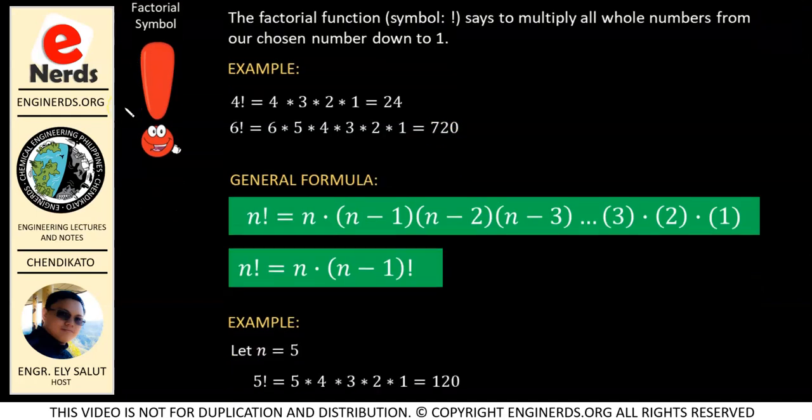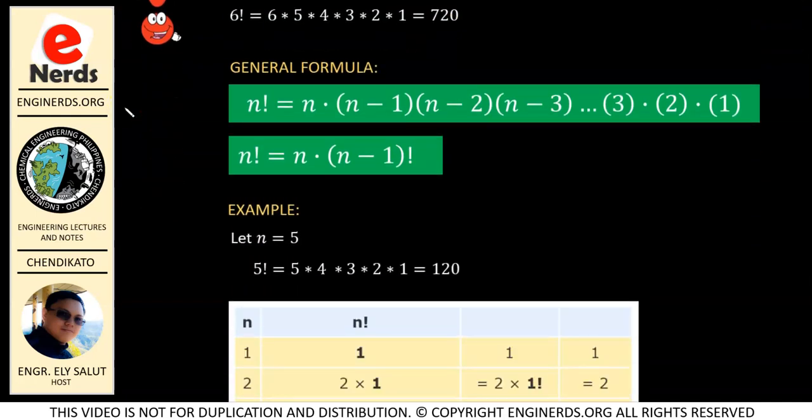Therefore, in getting the factorial, we have this following general formula. So, if we have n factorial, n is any positive integer here. So, our number multiplied to n minus 1, multiplied to n minus 2, multiplied to n minus 3 until we reach 1. Okay, so if we have, let's say, n is equal to 6, so we have 6 times 6 minus 1, which is 5, times 6 minus 2, which is 4, times 6 minus 3, which is 3. So, ito na yon. 3, then 2, and then 1.